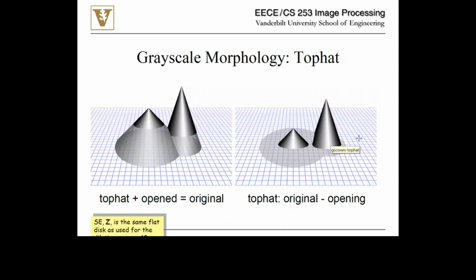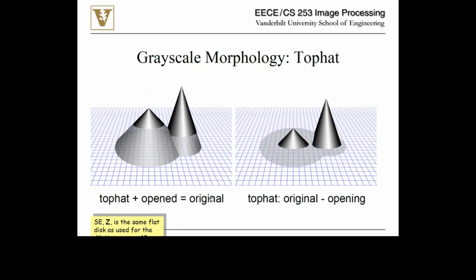Okay, so let's construct more operators. Another operator could be the top hat. The top hat is the difference between the open image and the original. The open image is removing the peaks, so what is the difference? The difference is the peaks. So the top hat is defined as the original minus the open.